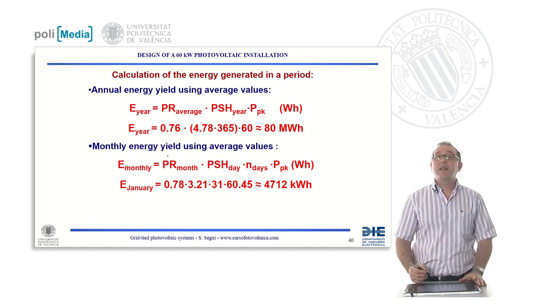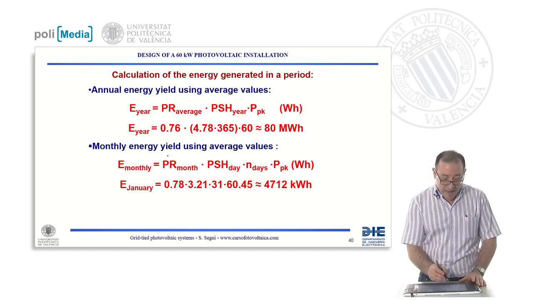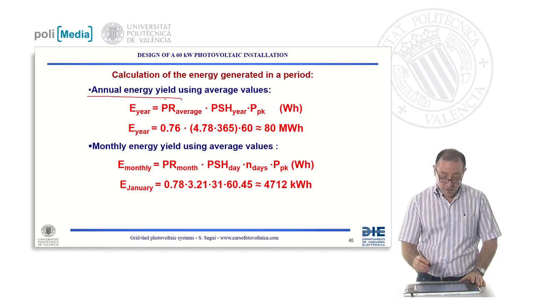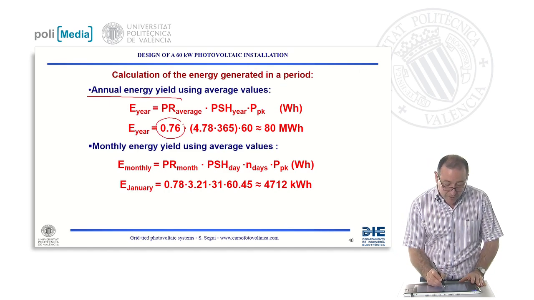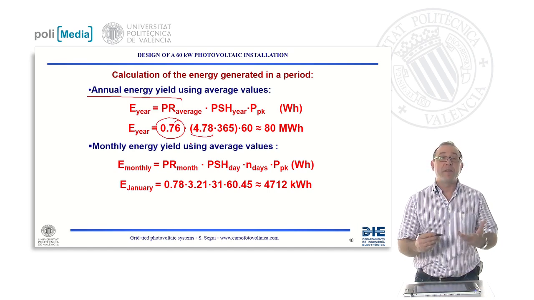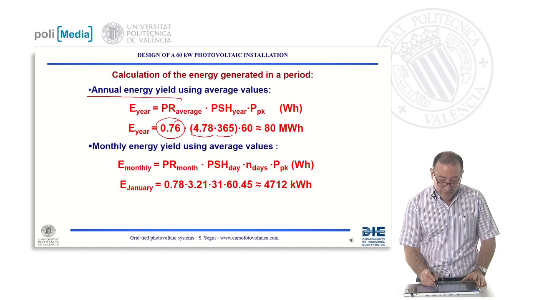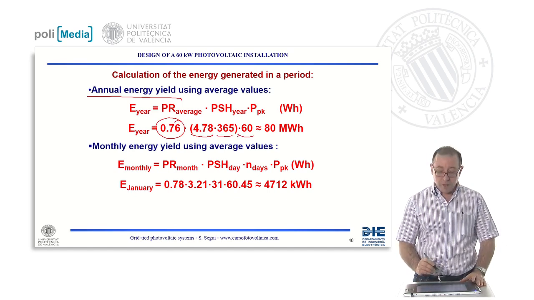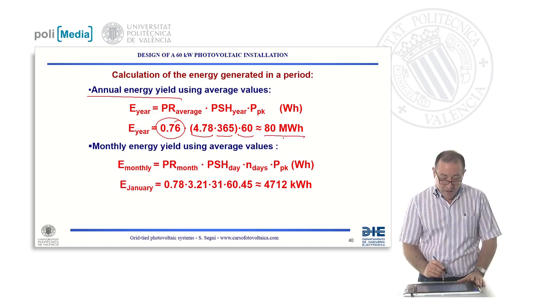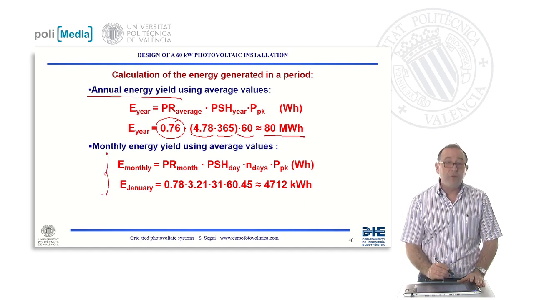Here you have some calculations about the annual yielding of energy using the average values: the average performance ratio 0.76, the peak sun hours per day in an average day multiplied by the number of days in a year, and the peak power of our installation in kilowatts. So this is the value of the energy yielding in a year.